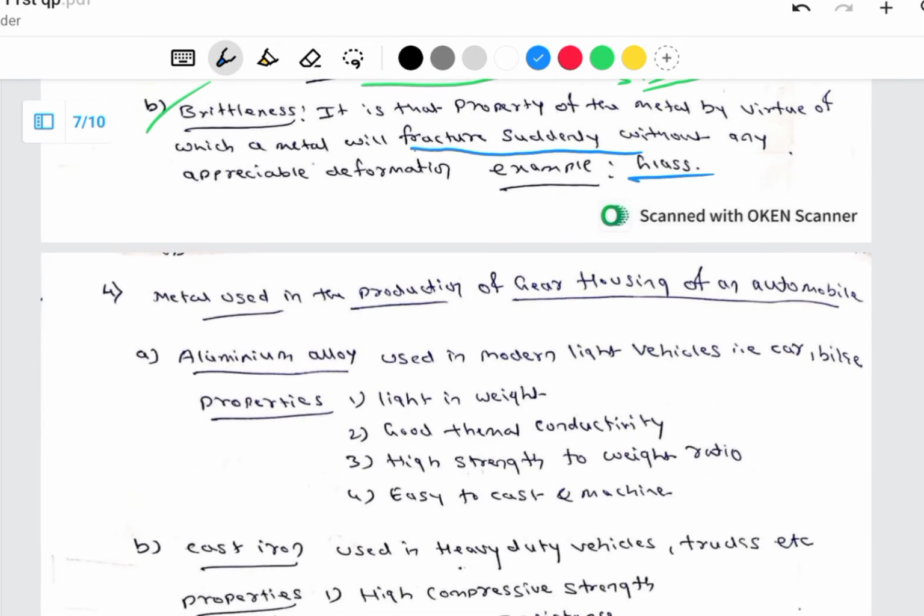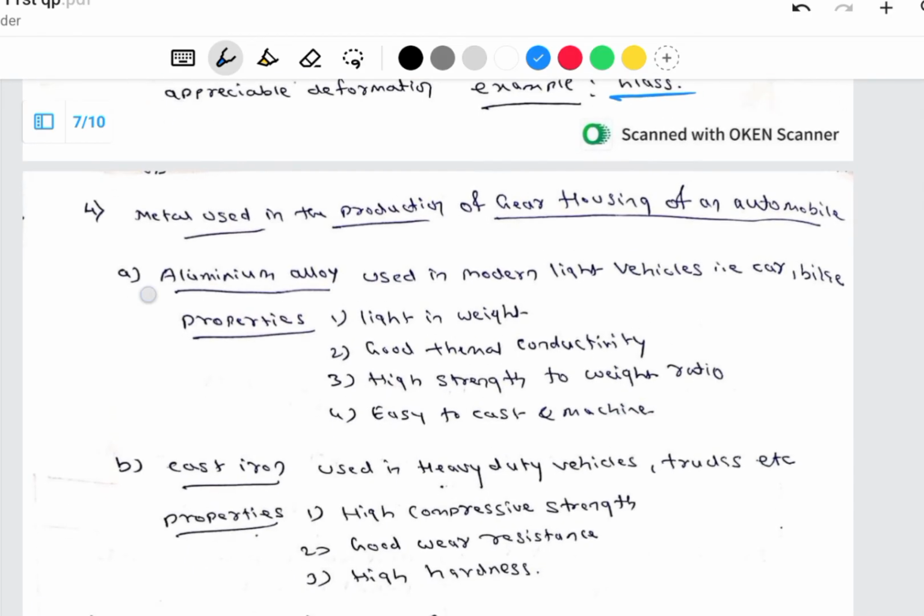The next question is the metal used in the production of the gear housing in automobiles. We need to explain what materials are there. Aluminum alloy is there, and cast iron is there. There are different materials which are used for gear manufacturing. Here they have considered aluminum in lightweight vehicles like cars and bikes, and in heavy duty vehicles they use cast iron.